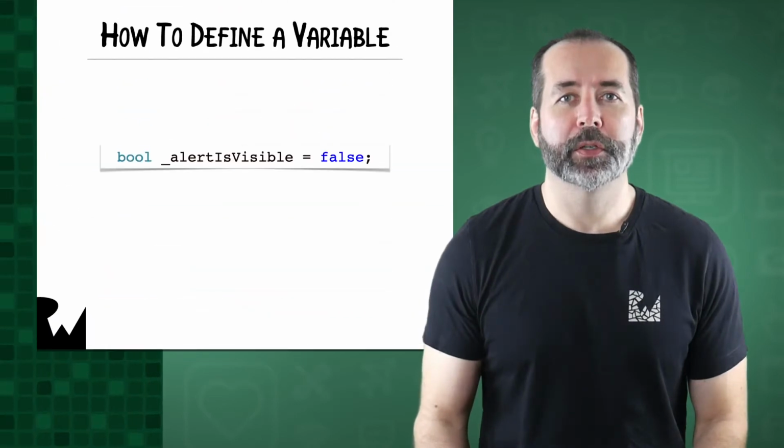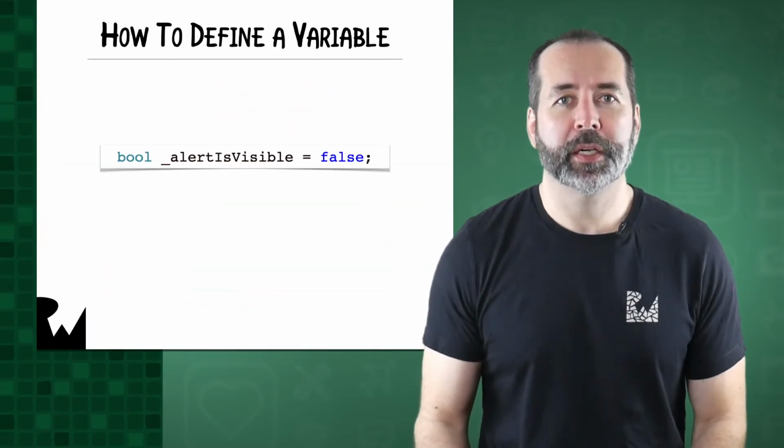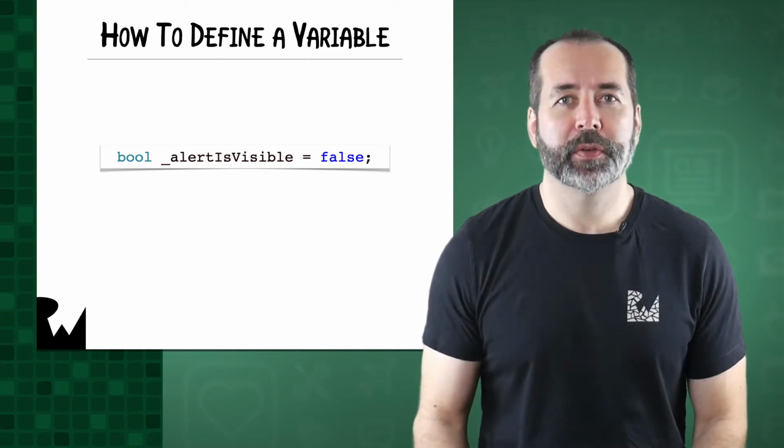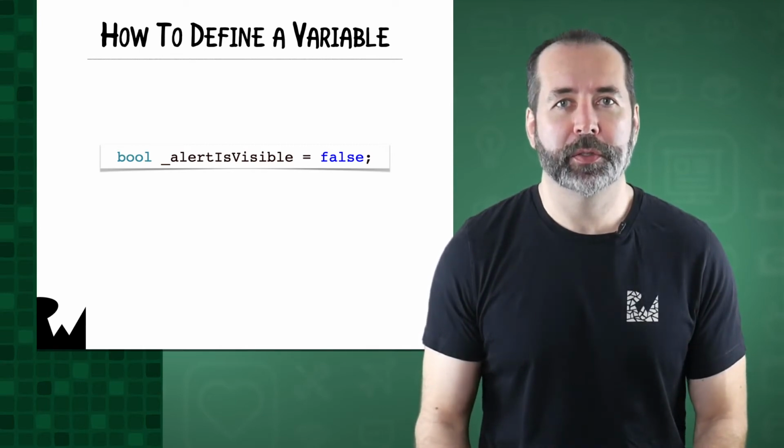Guess what? It's time for your first coding challenge. Even though you just started this course, you've already learned several of the key techniques of Flutter development. First, you learned how to define a variable to keep track of the current state of the user interface. In this case, a true-false value of whether the alert is currently visible.